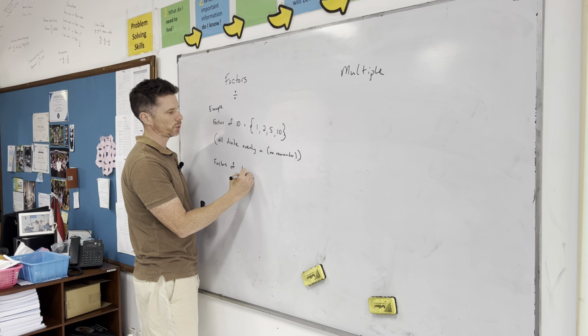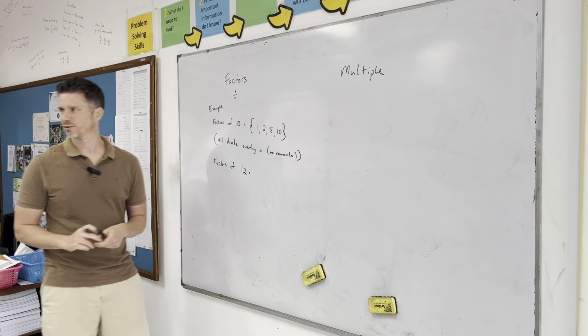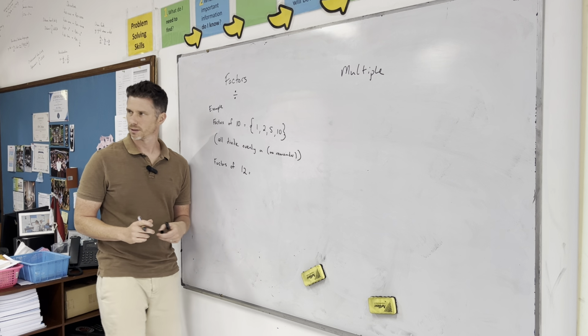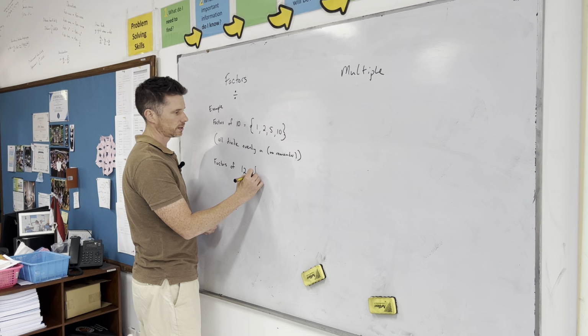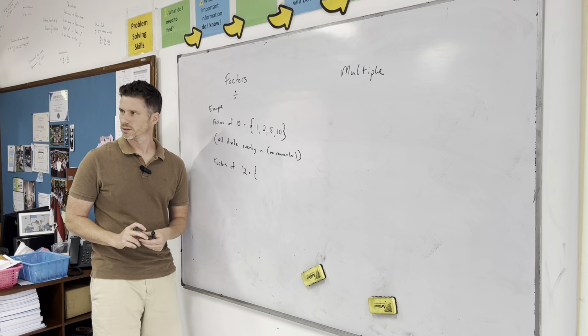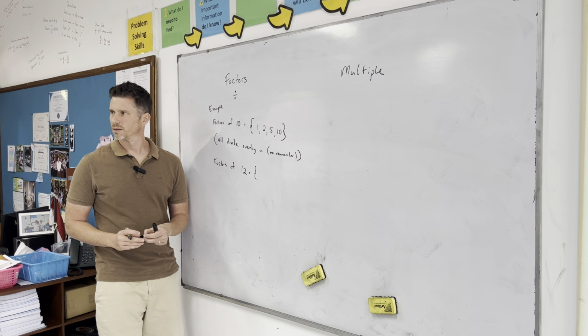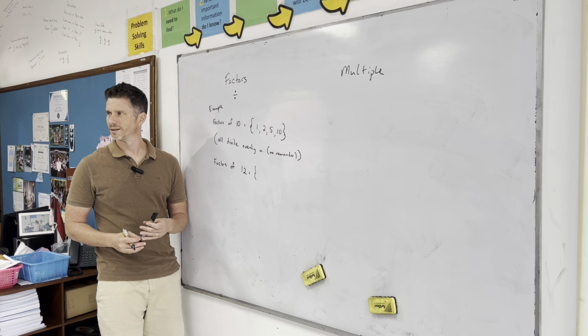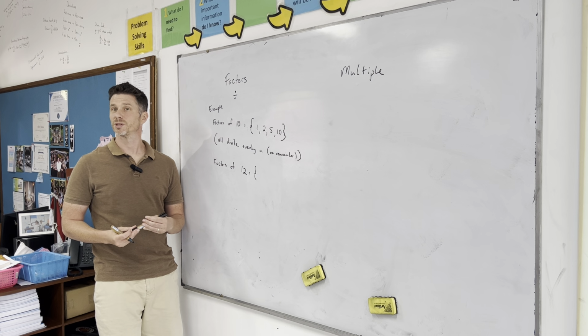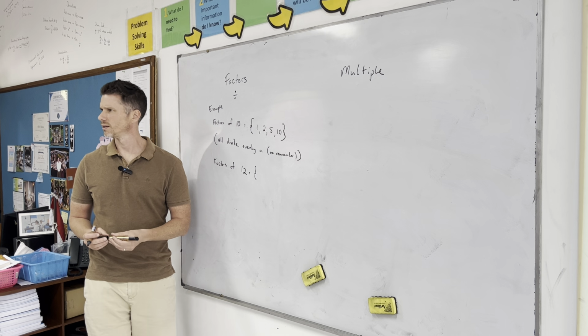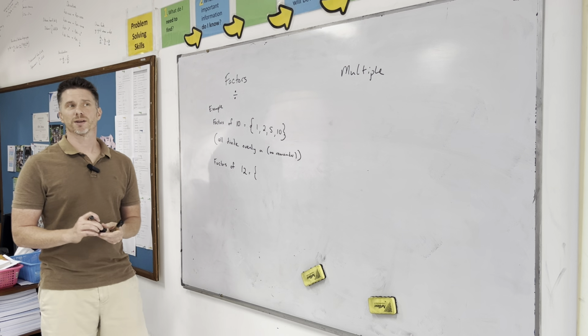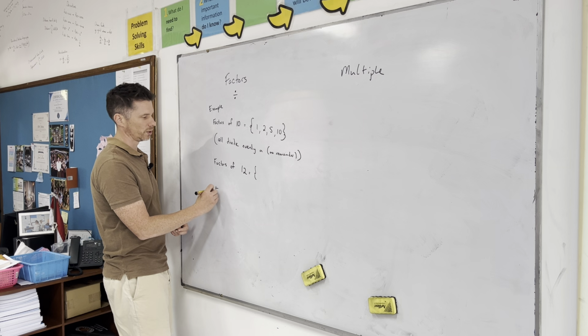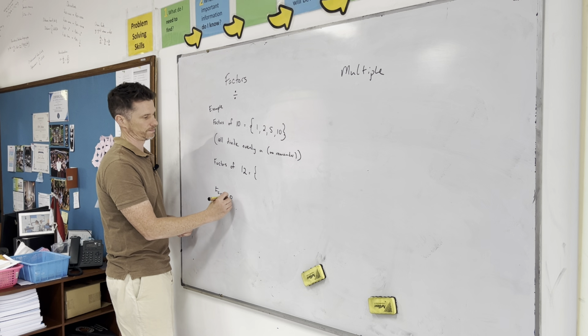Let's do factors of 12. Anyone think they can list all factors of 12? Liam? 6. 2. 4. 1. What's he missing? 12. One more he's missing, I think. 3. So one way of doing the factors of a number is to do factor pairs.